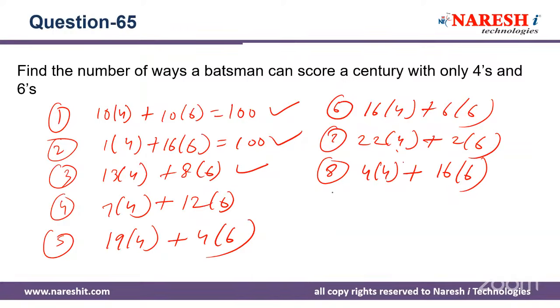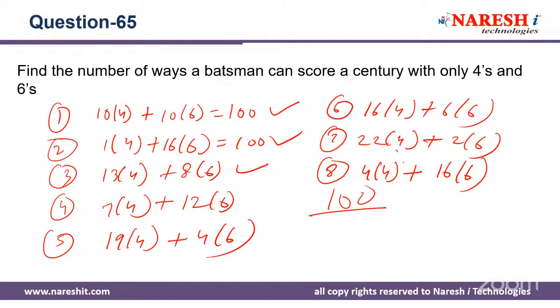So total how many ways? 8 ways. But does that seem very lengthy? Writing each one by one will take a lot of time. Now come to the shortcut. Total how many runs to be scored? 100. Total runs to be scored is 100.